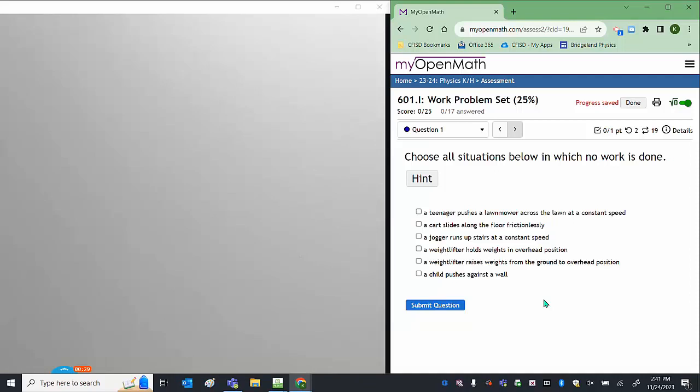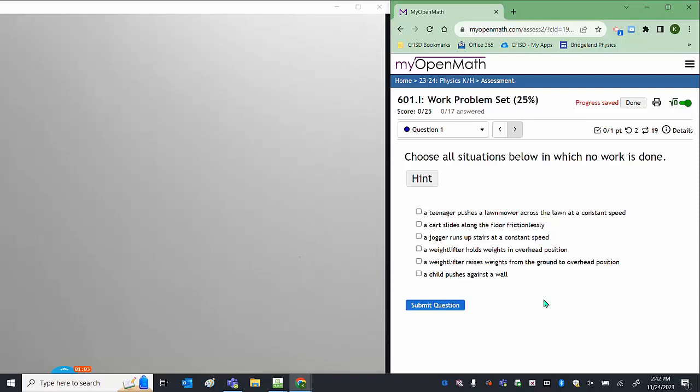The choices that we have are: a teenager pushes a lawnmower across the lawn at a constant speed. The second one says a cart slides along the floor frictionlessly. The third one says a jogger runs up the stairs at a constant speed. The fourth one says a weightlifter holds weights in an overhead position. The fifth one, a weightlifter raises weights from the ground to an overhead position, and then a child pushes against a wall.